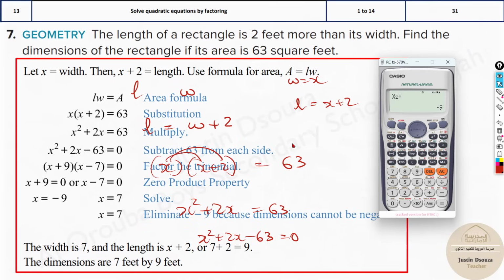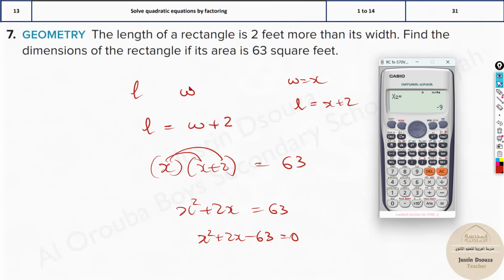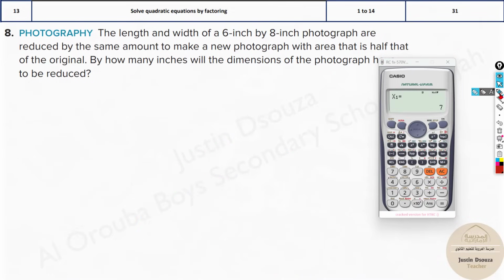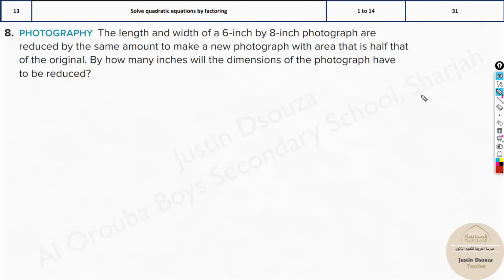So okay, now it's not finished. You're getting minus 9. Can you use minus 9 as any length? It's not possible. So the only answer is 7. So the width is 7 because x is assumed to be width. Width is 7. Length will be 7 plus 2, that is 9. So 7 is the width and 9 is the length. Those are the dimensions. In the same way, please try this problem and then you can see the explanation in this video. I hope you have tried this.